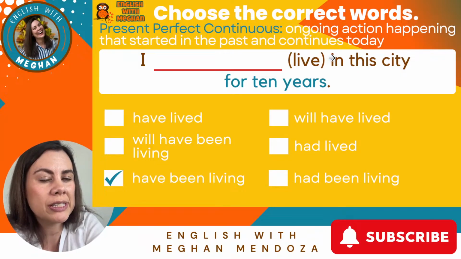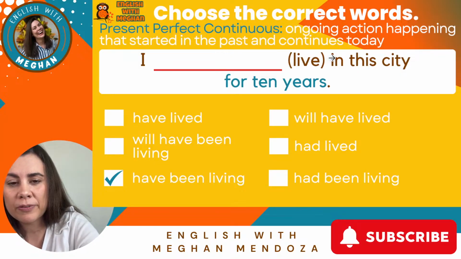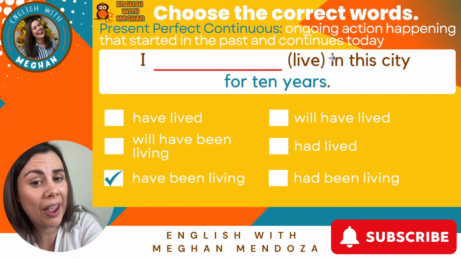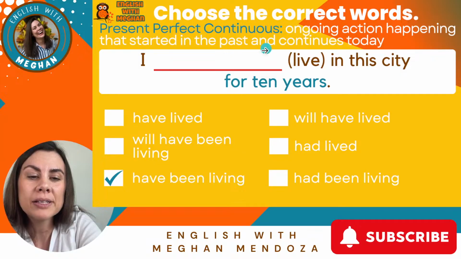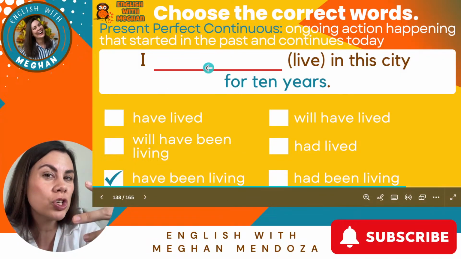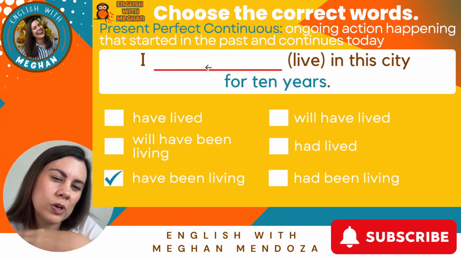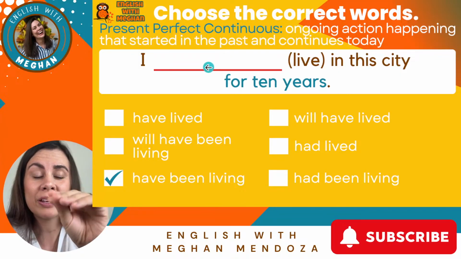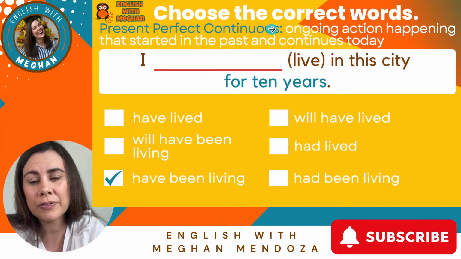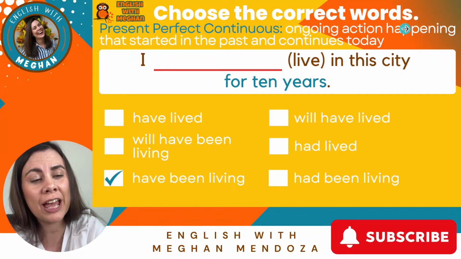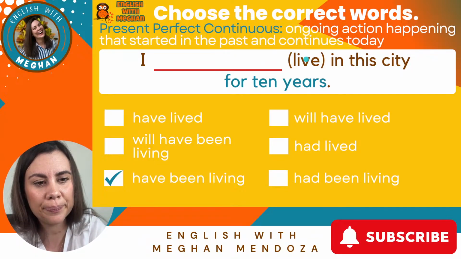Now, you could say, I have lived, present perfect, in this city for 10 years. That's okay. You can do that, no problem. But usually when we have for plus a period of time, we're talking more about the ongoing nature. I'm still living in this city. So the present perfect continuous is an ongoing action that started in the past and continues today.